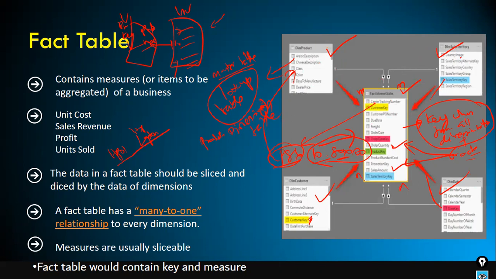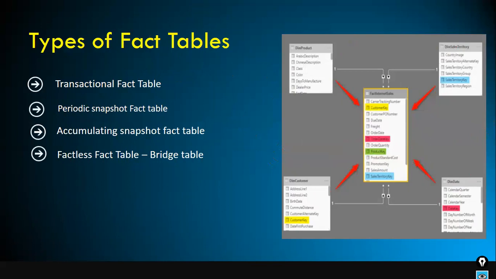Okay, and the fact table has a many-to-one relation to every dimension, or one-to-many. Measures are usually sliceable. What are examples of measures? The unit cost, sales revenue, profit. These are examples, with a numeric data type. Got it? So now you understood what a fact table is. A fact table consists of all the dimension tables' key columns, plus the facts. Examples of facts: the unit cost, profit, units sold, sales revenue, and so on. The dimension table will have the descriptive information about the facts. Got it? Very simple. And there are different types of fact tables.